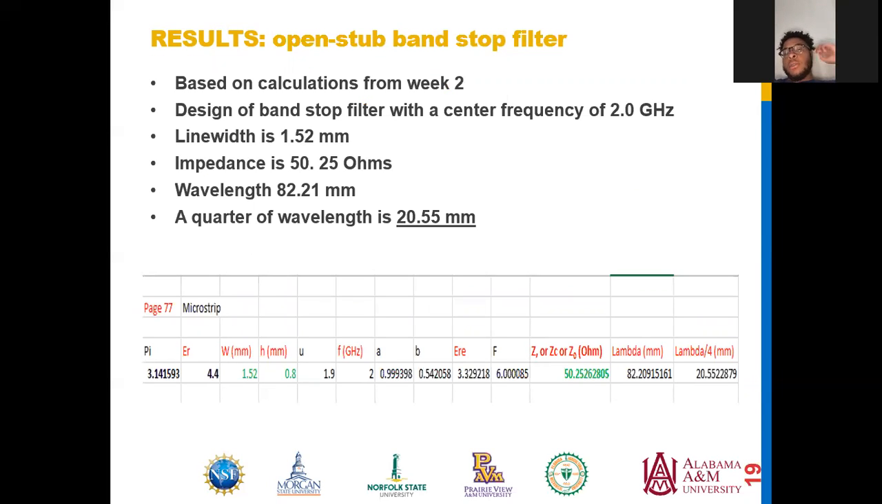All right, so here are our results for our open stub bandstop filter. Based on our calculations from week 2, our design of the bandstop filter had a center frequency of 2.0 gigahertz. Our line width turned out to be 1.52 millimeters. Our impedance is 50.25 ohms. Our wavelength is 21 millimeters, and our quarter of a wavelength is 20.55 millimeters.